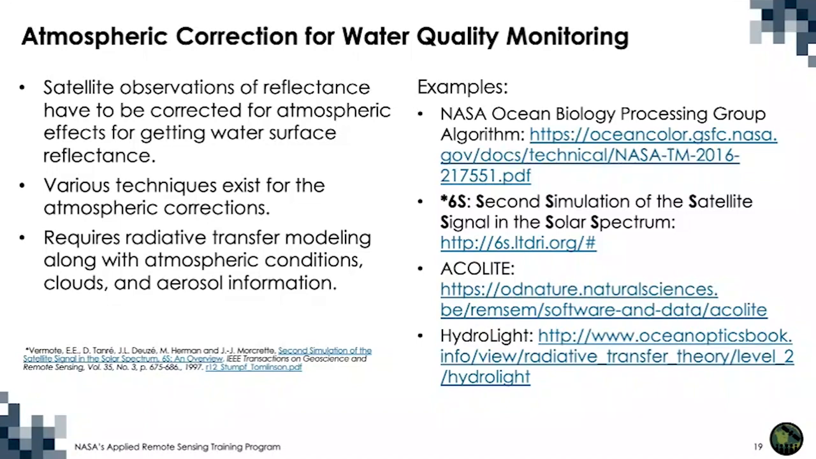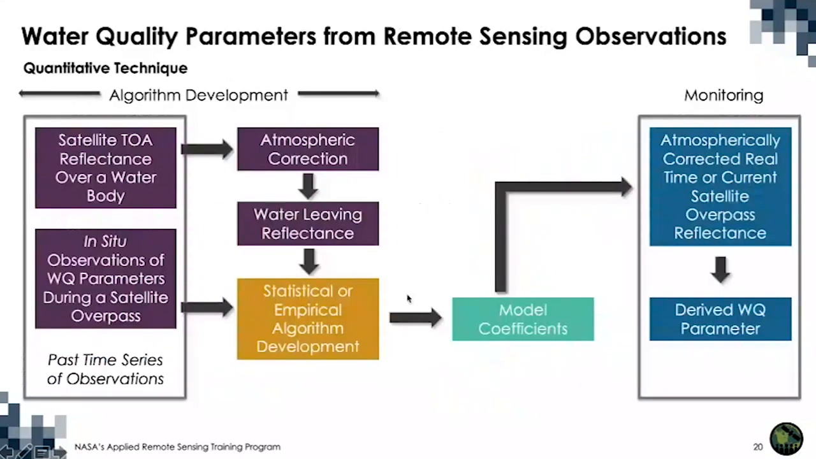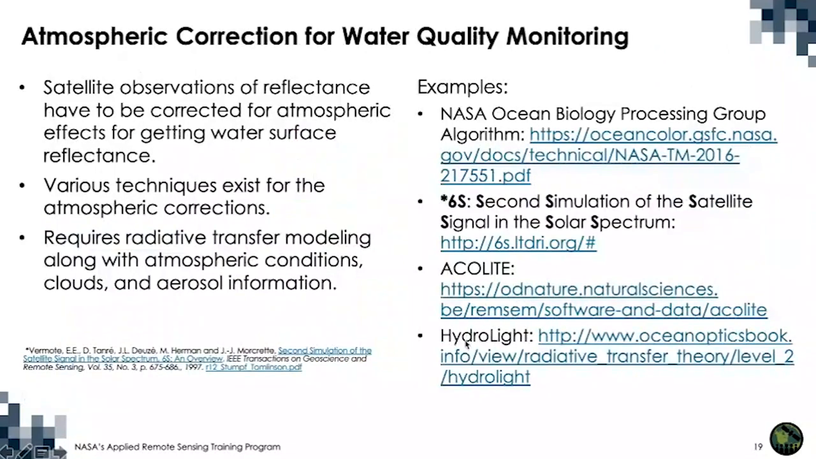So there are several atmospheric correction models as listed here. The NASA Ocean Biology Processing Group has their own atmospheric correction technique or model. USGS has a model called 6S. It is the second simulation of the satellite signals in the solar spectrum, so there are six S's. This is from USGS. Ecolite is from Europe. That's a European model. And Hydrolite is a model that NOAA uses.